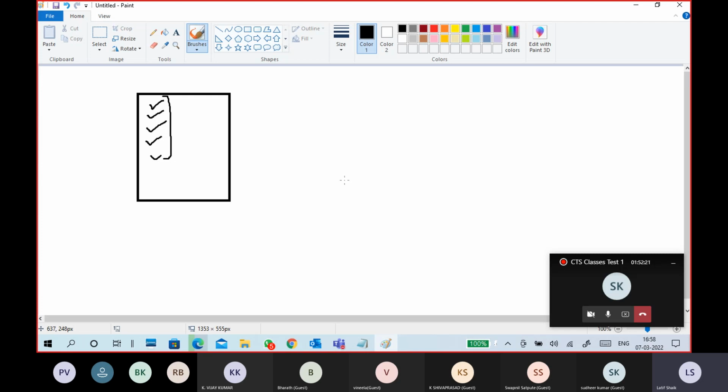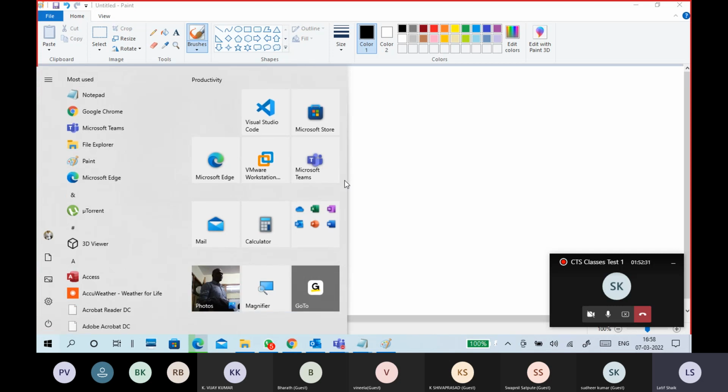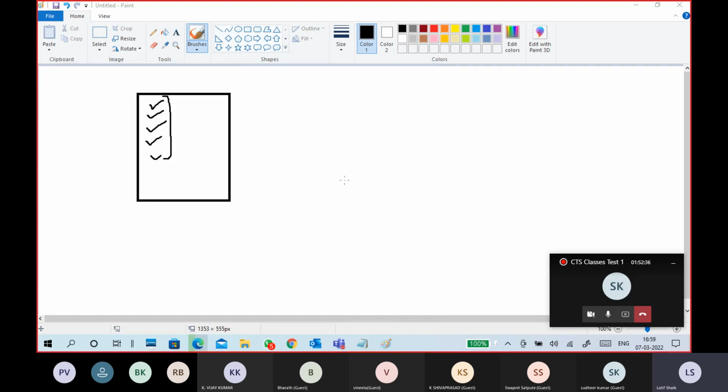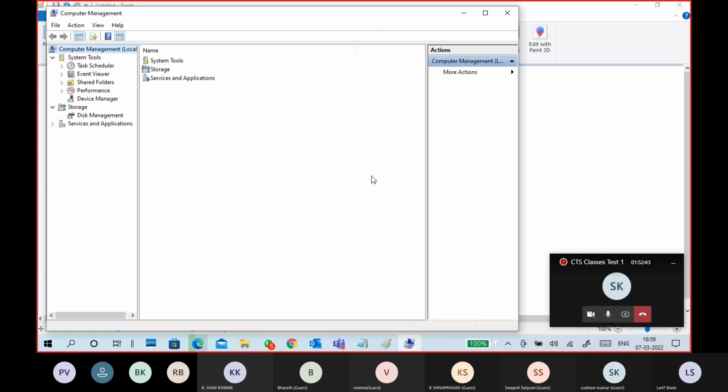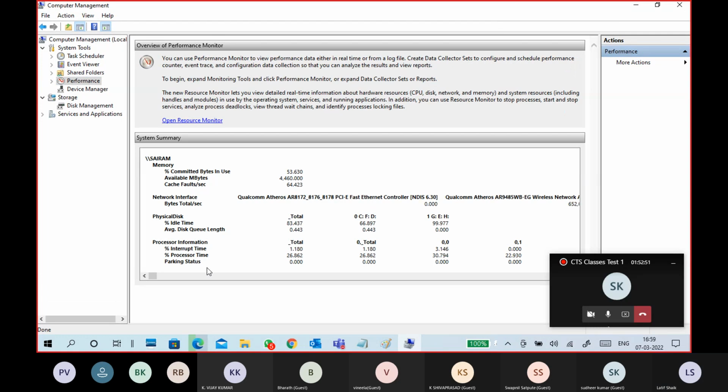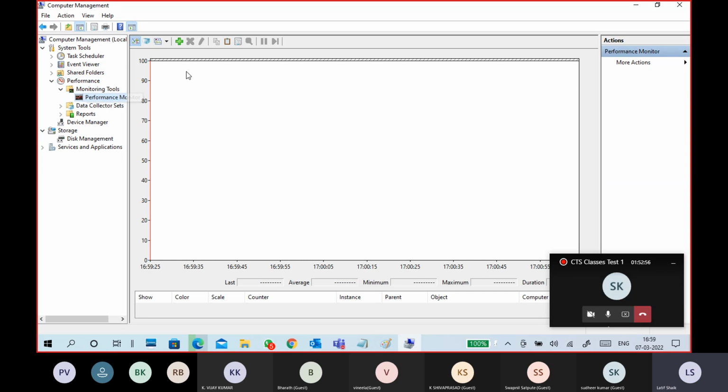For example, by default tools like a task manager, resource monitor. Of course, there is some other type of monitoring also there. You can also go to mmc.msc. So you can go to computer management, you can go to performance. So this is what I was missing previously. See, performance monitoring. So monitoring tools, performance monitor.